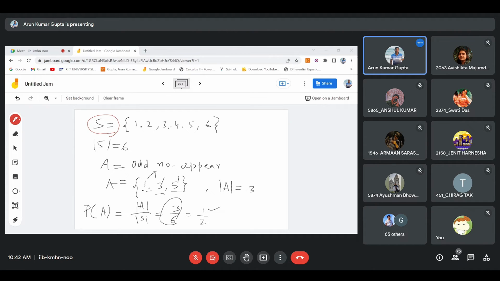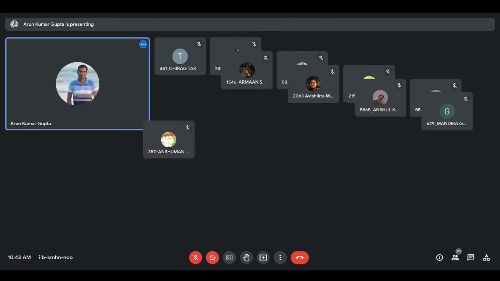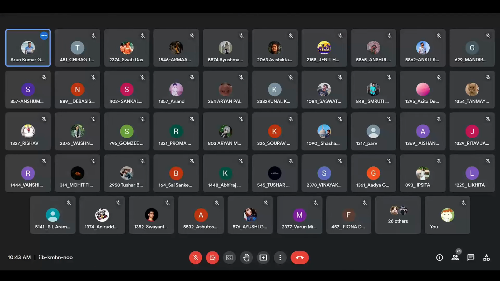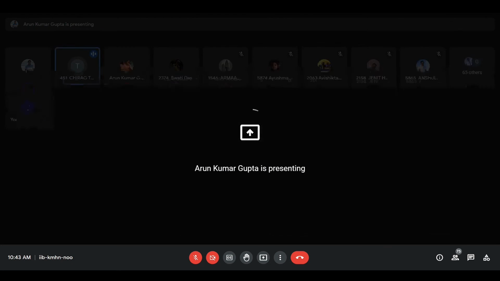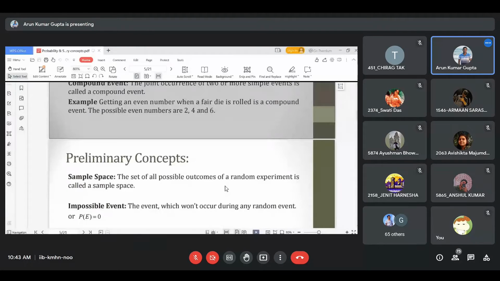Next we have different types of events. It starts with the impossible event, whose probability is 0. Yes, the event which won't occur.